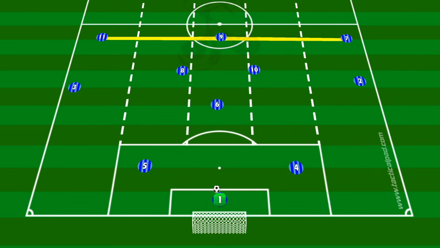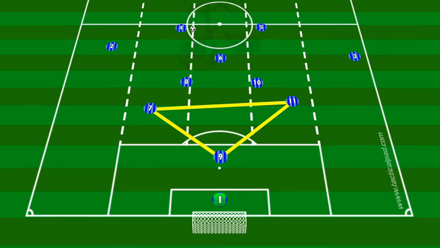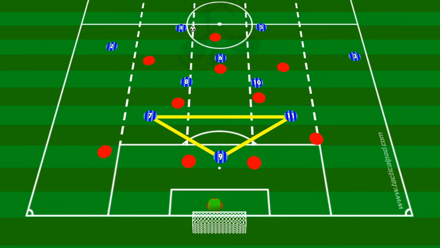You need these three combining, and the relationship between these three again can be unlocked by positioning if they're closer together. Here's a couple of examples. When you move the 7 and 11 in closer towards the 9, again, you create this natural triangle. Now, what this gives you is a great opportunity for combination play, one-touch combination play at the edge of the box, which is very difficult to defend against.